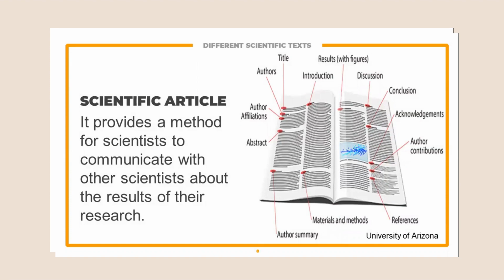Scientific article. A scientific article provides a method for scientists to communicate with other scientists about the results of their research. A standard format is used for these articles, in which the author presents the research in an orderly, logical manner. This doesn't necessarily reflect the order in which you did or thought about the work. The format is title, authors, introduction, materials and methods, results with tables and figures, discussion, acknowledgement, literature cited.